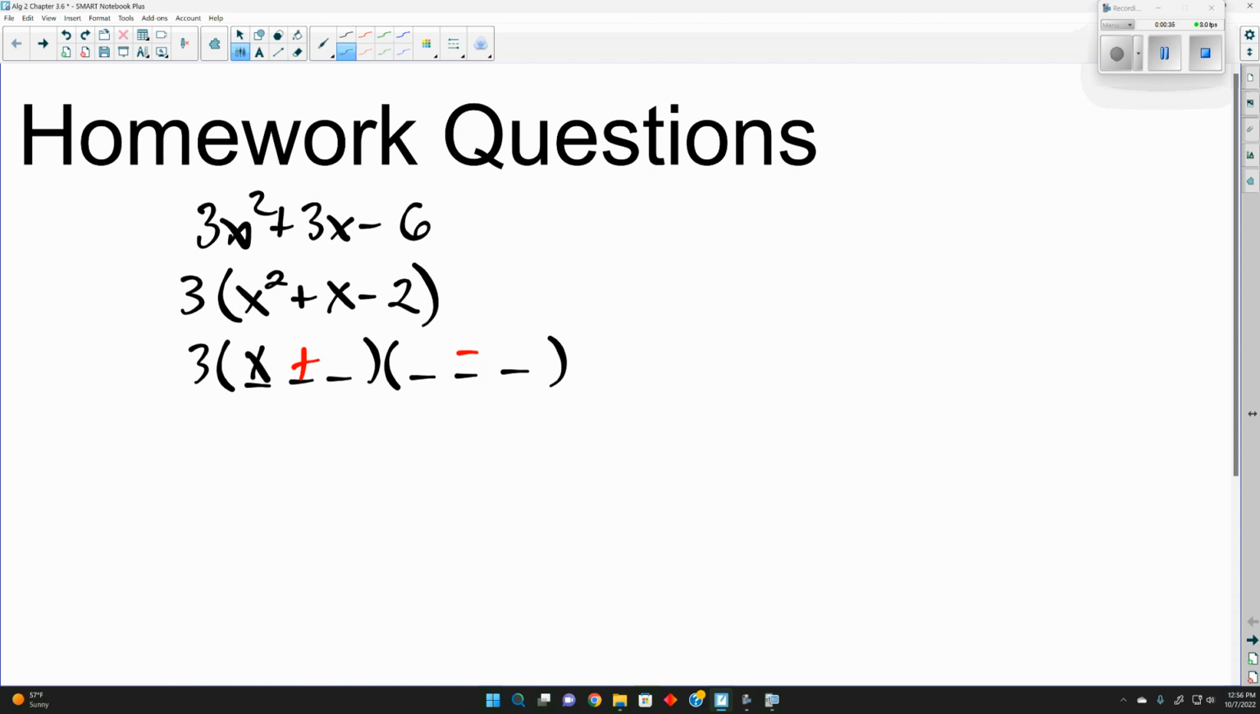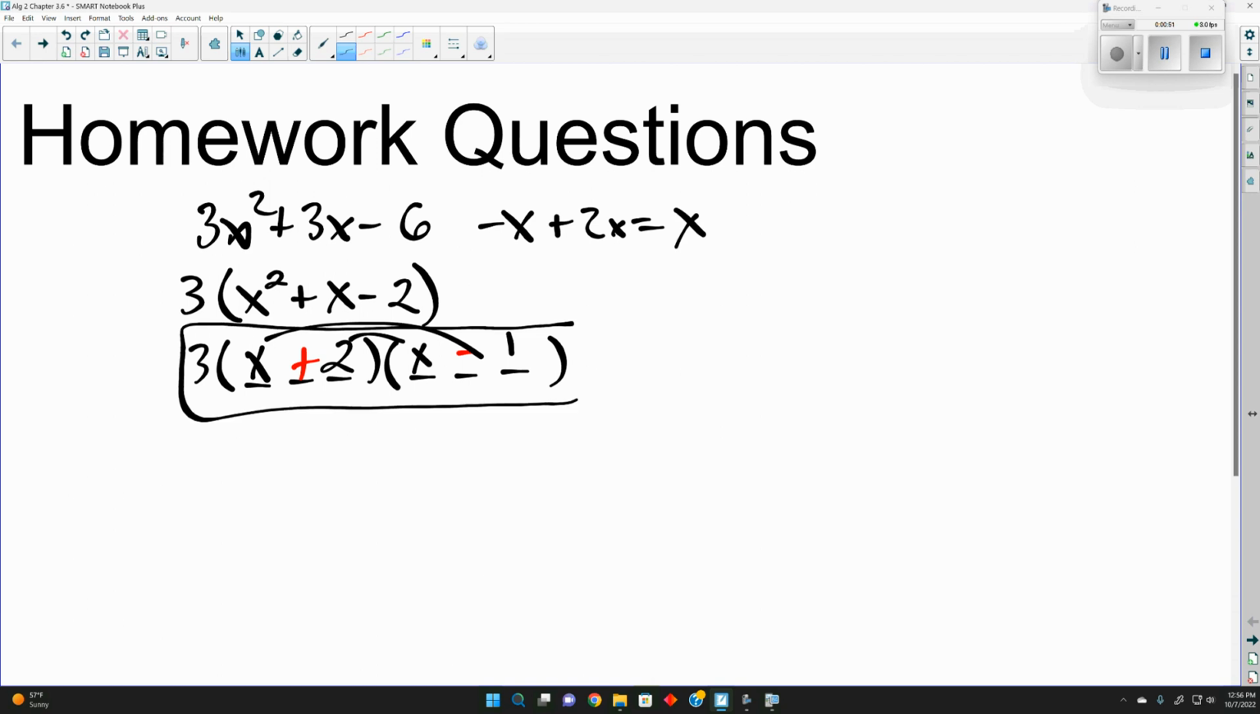Yep, so x and x. Since the middle term is positive, we'll want 2 and 1. If we check this here, negative x plus 2x is x, and that's it. Questions on this here?